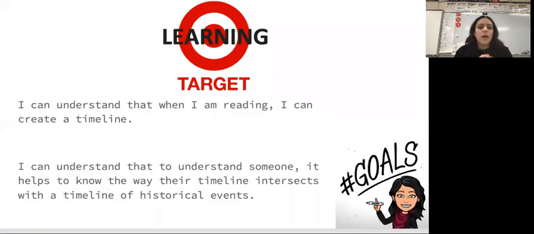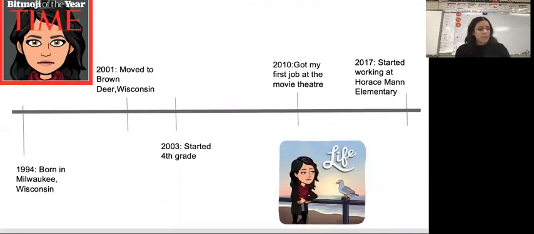So I want you to think about timelines as you read, especially at the beginning of your stories, because the beginning is where it's really going to set the scene and let you know about the time period. So to understand a character, it's important to know how the timeline of their life intersects with the historical events of their time. It helps you understand their perspective a little bit more. So let me show you what I mean.